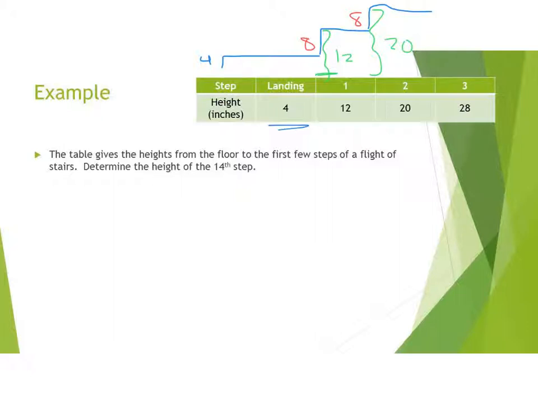So sometimes you might just try to write your own formula. If I let h be the height, it's going to be 8s plus 4. So I made up my own variables there. h is the height, s was the stairs. On the landing, you technically have 0 stairs, so if I put in a 0, I get a 4. On the first stair, if I put in a 1, I get a 12. So I've written an equation, and then to solve it, I want the 14th stair.